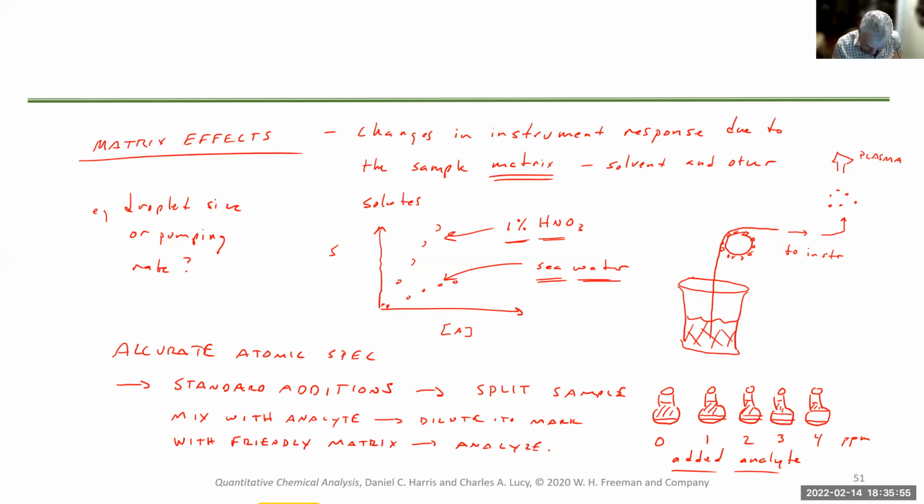Okay. So does this make sense, that when you do this, the matrix effects are largely canceled out? So who can explain to me why standard additions cancels matrix effects?